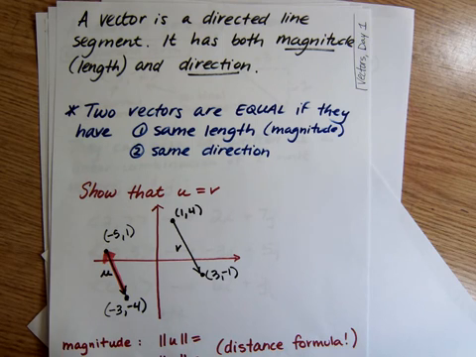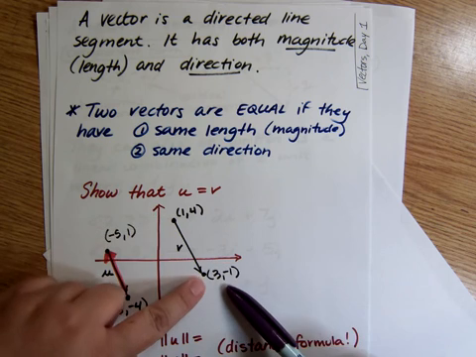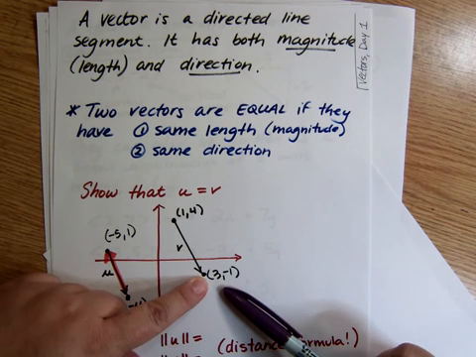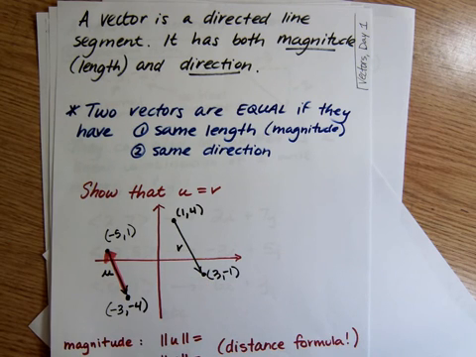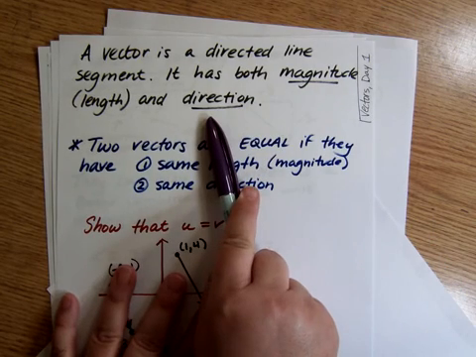So for instance, on this one down here, the initial point is (1, 4) and then the terminal point is (3, -1). So this goes from (1, 4) to (3, -1), not backwards. It has a certain direction, and it only goes that direction. So first off, if you're asked if two vectors are equal or not, you have to show that the two things that define them, magnitude and direction, either are equal or are not equal.